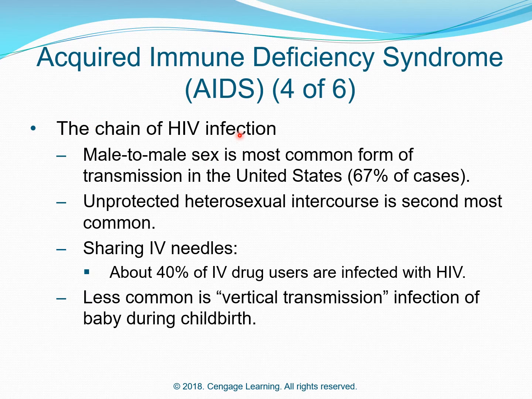The chain of HIV infection. Male-to-male sex is the most common form of transmission in the United States. Unprotected heterosexual intercourse is the second most common. Sharing IV needles: about 40% of IV users are infected with HIV. Less common is vertical transmission, infection of the baby during childbirth.